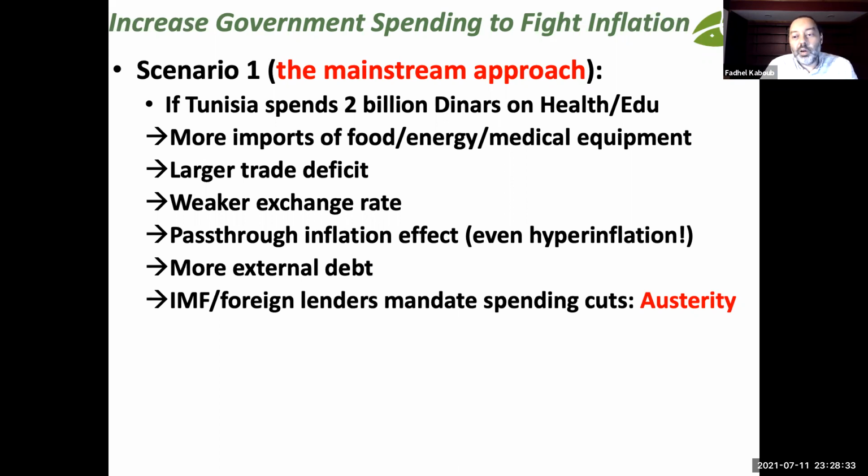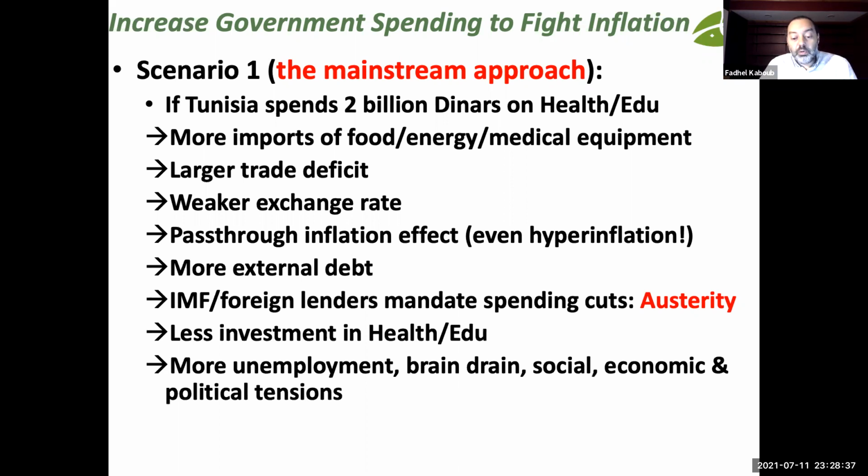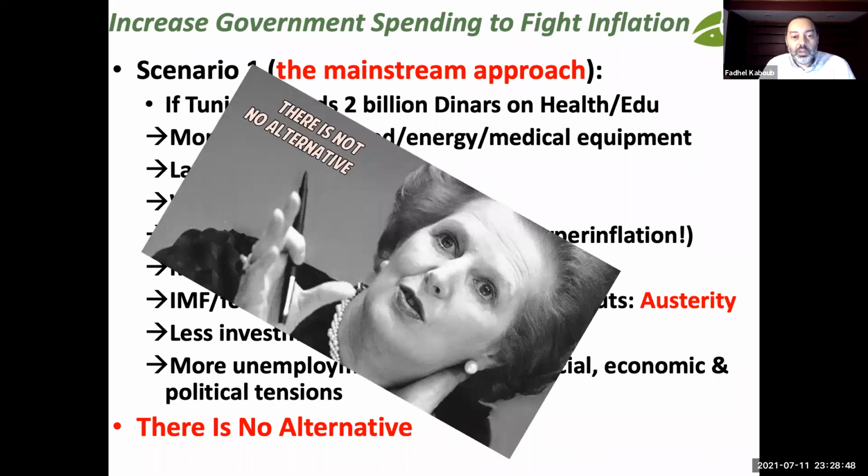You cut spending on health, you cut spending on education, and you have more unemployment, more brain drain, more social and economic and political tensions. That is the idea. There is no alternative to austerity. This is what Margaret Thatcher told us from the 1980s. So that's scenario number one. The mainstream tells you there's no escaping austerity. You can't just print money and spend it on health and education. It's going to create a disaster.